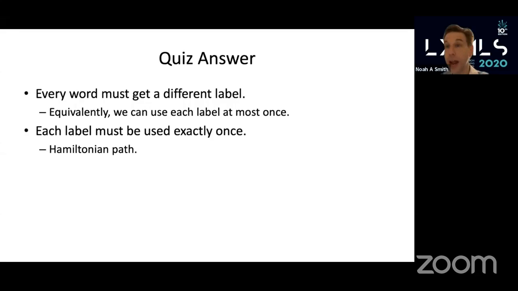So here's the answer, or an answer. Suppose I have a constraint that every word in the sequence must get a different label. Or equivalently, you can use each label at most one time. Another instance would be you have to use each label exactly once. Which I think is a little bit clearer why this one doesn't decompose nicely. It's essentially Hamiltonian path. You may remember that solving such problems in polynomial time is believed by most not to be possible.